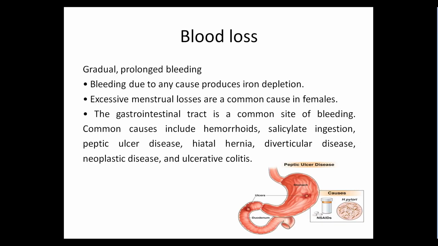Gradual prolonged bleeding. Bleeding due to any cause produces iron depletion. Excessive menstrual losses are a common cause in females. The gastrointestinal tract is a common site of bleeding. Common causes include hemorrhoids, salicylate ingestion, peptic ulcer disease, hiatal hernia, diverticular disease, neoplastic disease, and ulcerative colitis.